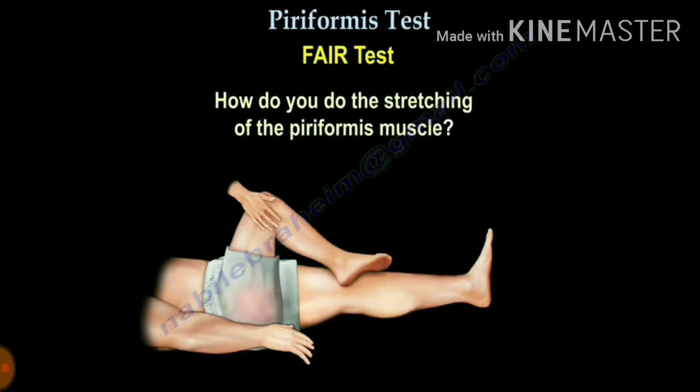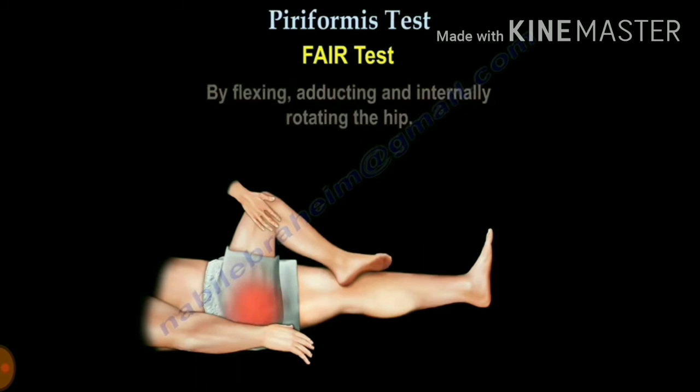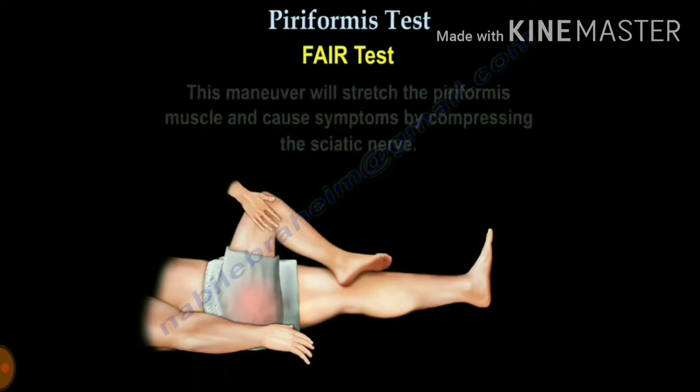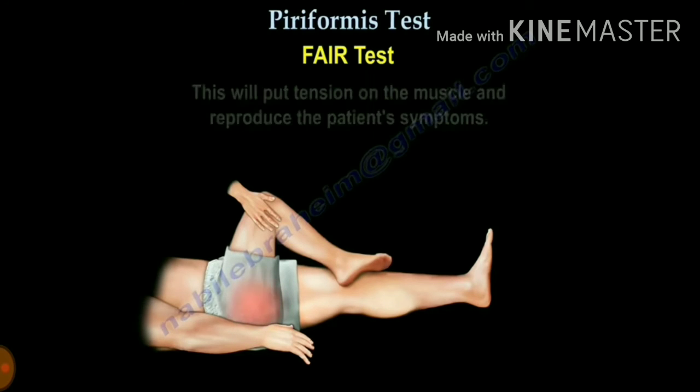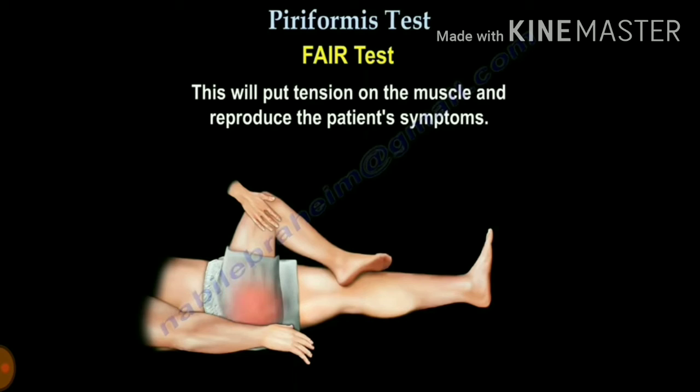How do you do the stretching of the piriformis muscle? You do that by flexing, adducting, and internally rotating the hip. This maneuver will stretch the piriformis muscle and will cause symptoms because it will compress the sciatic nerve. It will put tension on the piriformis muscle and it will reproduce the symptoms of the patient.